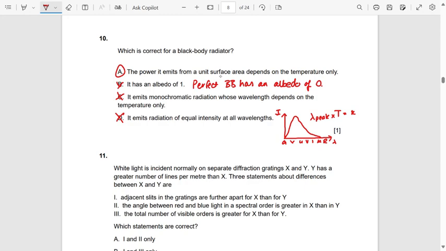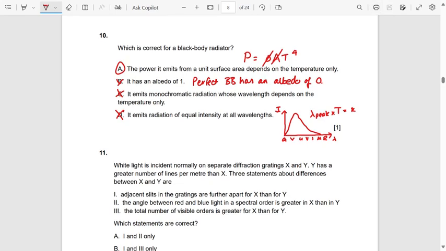The power it emits from a unit surface area depends on the temperature only. And that is because of Stefan's law. So we've got T to the 4. For a fixed surface area, we're going to make that a constant. Stefan's constant is a constant, so we can see that P and T have a connection.